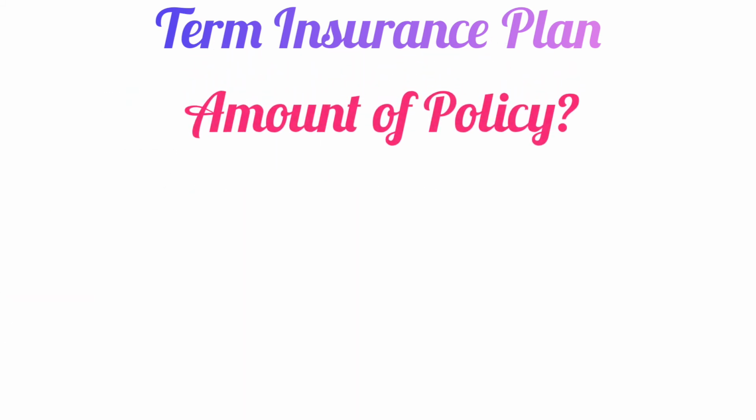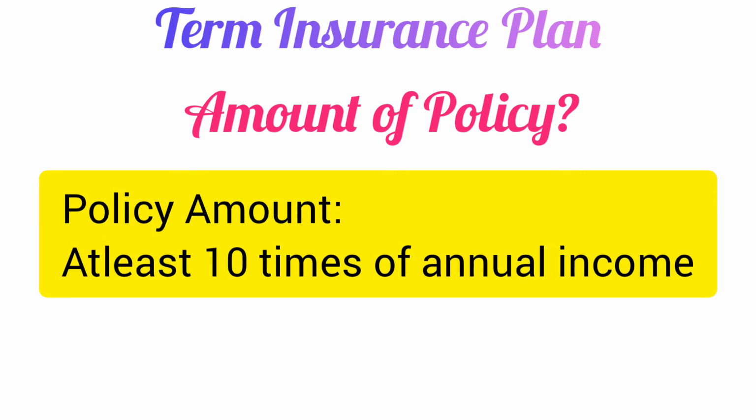So what should be the policy amount of the term plan that you should buy? Ideally you should have a term plan with policy value not less than 10 times your annual income. For example, let's say your annual income is 12 lakh rupees, then you should at least take a term plan of rupees 1.2 crore. The more the better, but at least it should be 10 times of your annual income. Ideally, you should take a cover of 15 to 20 times of your annual income. So if your annual income is 12 lakh, then ideally you should have a cover of around 1.6 crore to 2.4 crore.